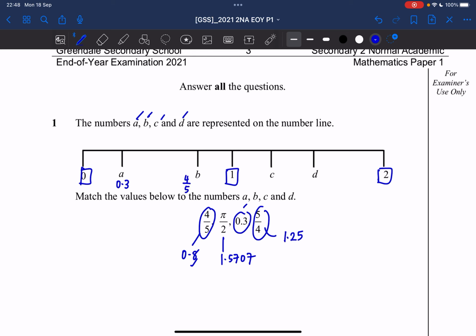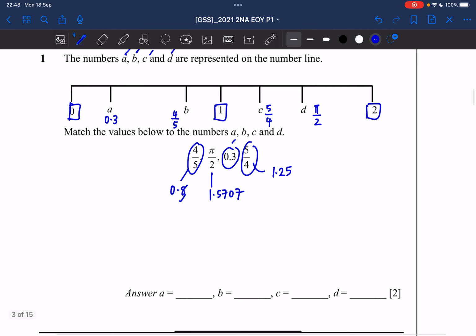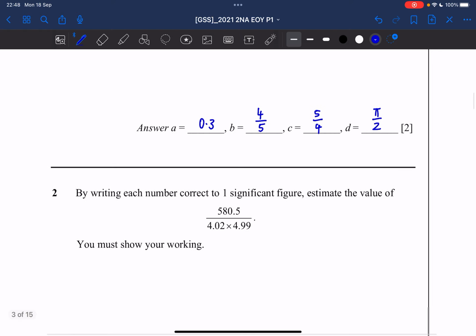Then our C is the smaller number between these two. So it's 5 over 4. And your final number is actually pi over 2. So what we can do is rewrite our solutions. Our A is 0.3, our B is 4 over 5, our C is 5 over 4, and our D is pi over 2. Okay. Now, next question.